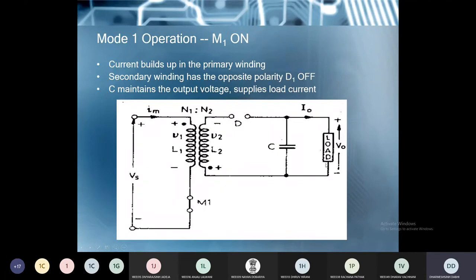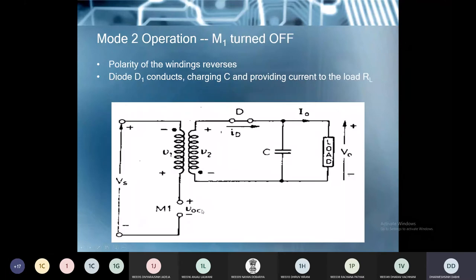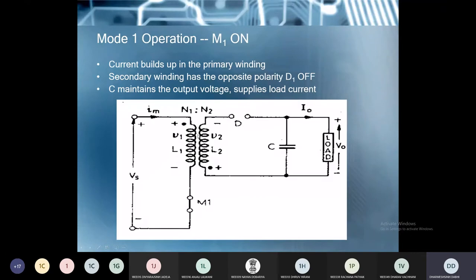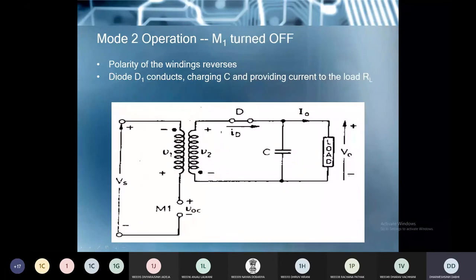Now in the second mode, when your switch is in the off condition, what will happen? Let's see this. So during the on condition, what happens? The inductor of this transformer stores the energy. Now during the off condition, what will happen? The transformer primary voltage is induced, which changes polarity. So the upper terminal becomes negative and the lower terminal becomes positive. In the same way, at the secondary side also the polarity will change: upper terminal becomes positive and lower terminal becomes negative.